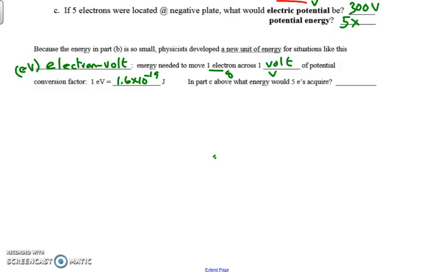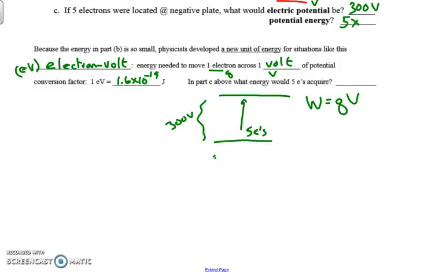So in part C of above, what energy would 5 electrons acquire? Okay, so let's go back to the problem. We have a voltage of 300 volts across here. We're putting 5 e's, and they're going to accelerate across. And we said that the amount of energy they gain, I'm going to call that W now, is Q times V. Well, we could put in the number of coulombs this is, but when we're using the electron volt as our energy unit, we can make it simpler. We can just say their Q is 5 e's, and it's going across 300 volts. So our energy is 1,500 electron volts.